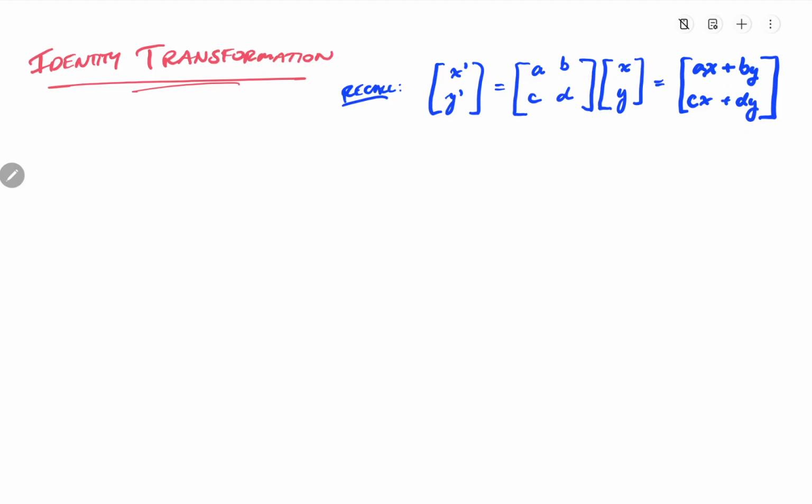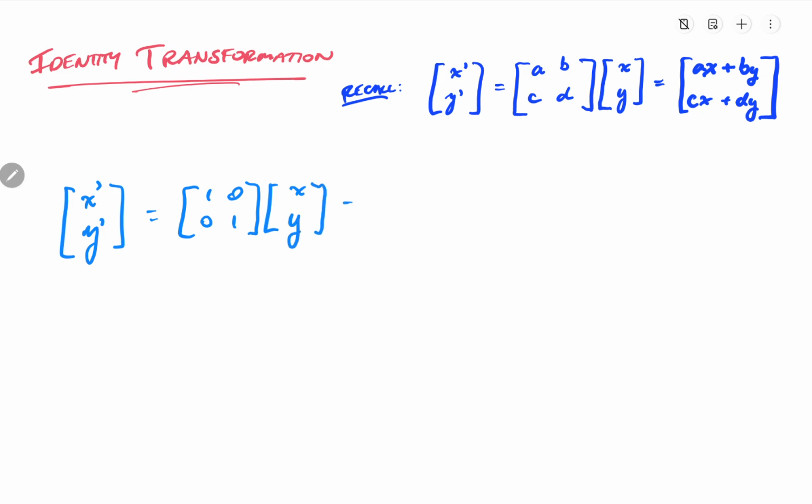All right, so let's go through with our identity transformation. So our output, I'm just going to write it as x prime, y prime, is going to be the identity matrix for a matrix with 2 rows, 2 columns, which will look like that. And then we'll multiply by a generic input to give us an output.